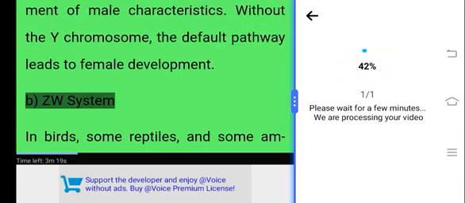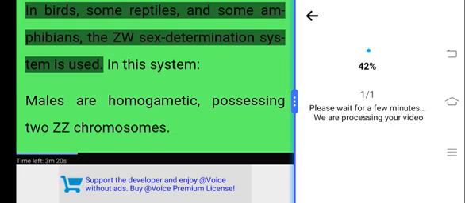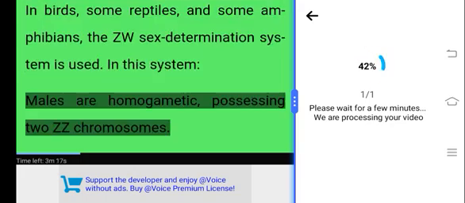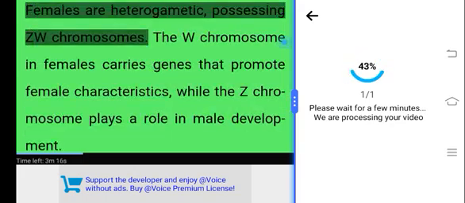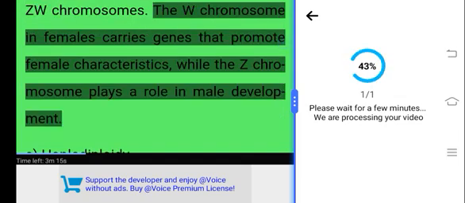B. The ZW system. In birds, some reptiles, and some amphibians, the ZW sex determination system is used. In this system, males are homogametic, possessing two Z chromosomes, ZZ. Females are heterogametic, possessing ZW chromosomes. The W chromosome in females carries genes that promote female characteristics, while the Z chromosome plays a role in male development.